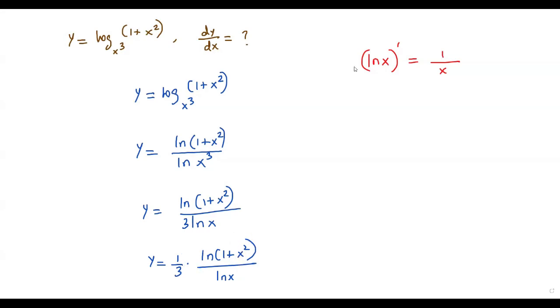When I consider the variable part, I have a variable in both the numerator and the denominator. So when I find the derivative, if I have a variable in both numerator and denominator, I have to use the quotient rule. What is the quotient rule? Let me write it over here.